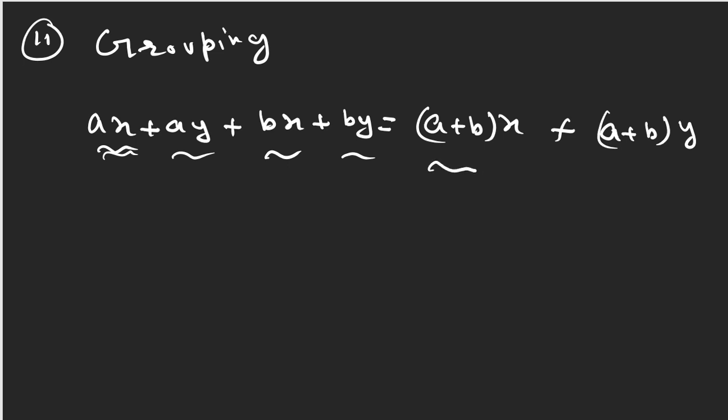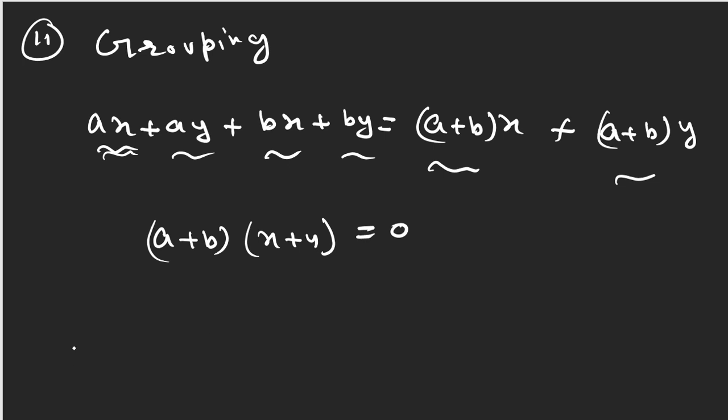Now you can see here a plus b, here a plus b. So now we can write a plus b into x plus y. So if this is equal to 0, then either a is equal to minus b or x is equal to minus y.